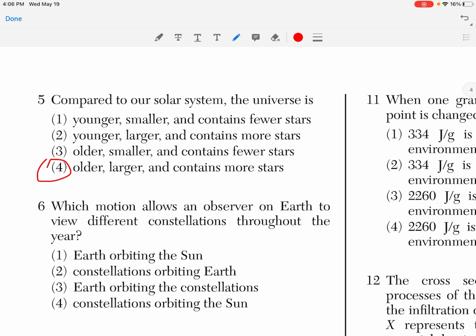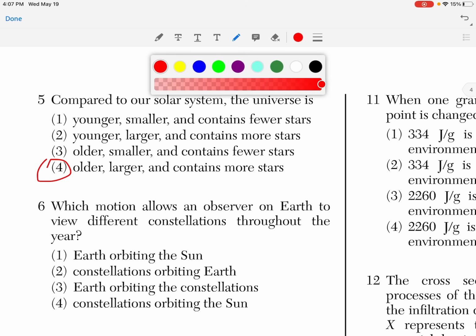Okay, question number 6. Which motion allows an observer on Earth to view different constellations throughout the year? So in other words, sometimes in the winter we can see certain constellations that we can't see during the summer, and vice versa. So why would that be? Why would we have different constellations during the year? So you just have to know what a year is all about. And a year, remember, is all about us going around the sun.